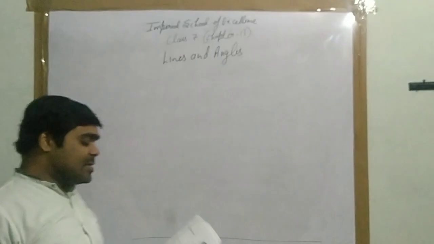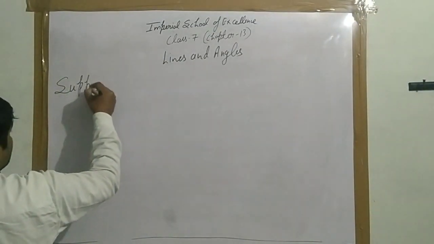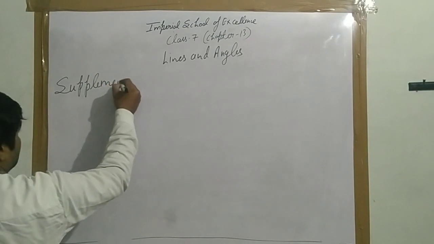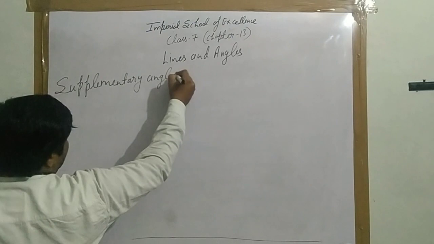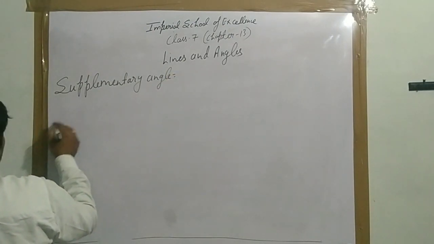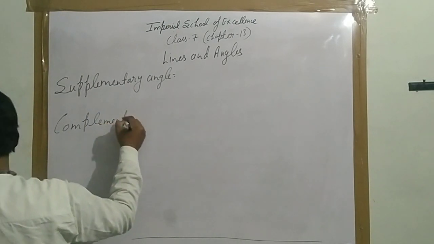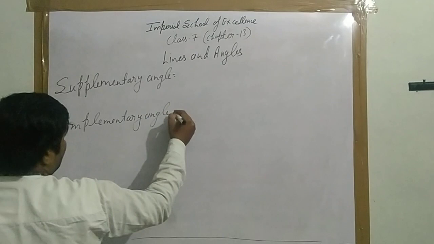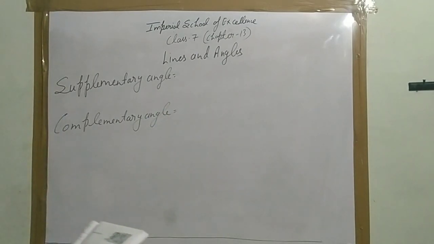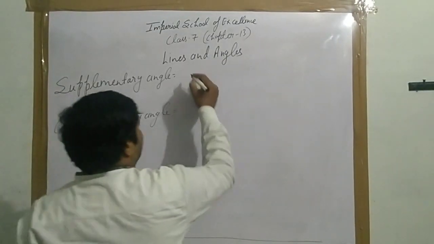What is a supplementary angle? The first one is the supplementary angle, and the next one is the complementary angle. What is a supplementary angle? Two angles are said to be supplementary if the sum of their measure is 180 degrees.